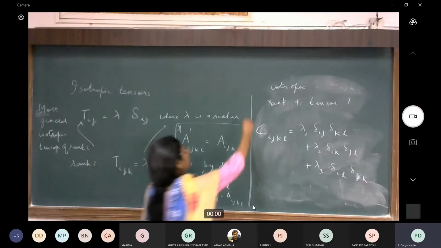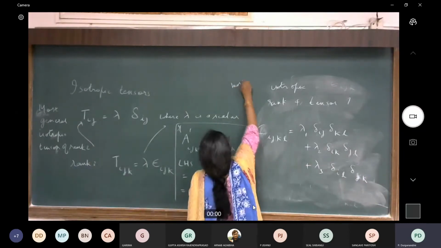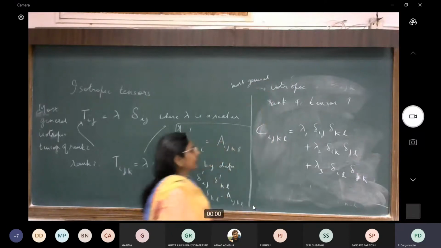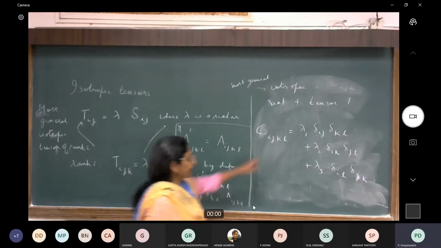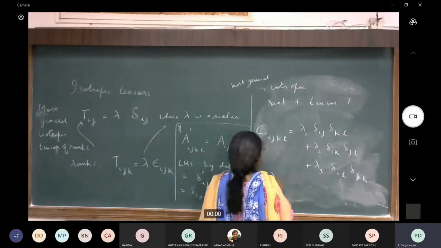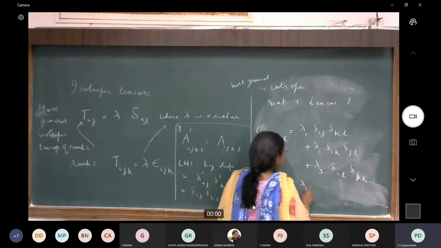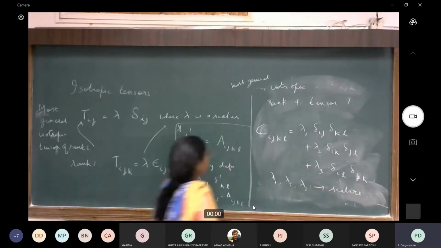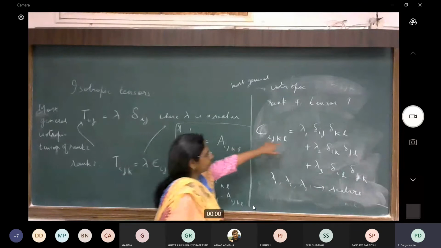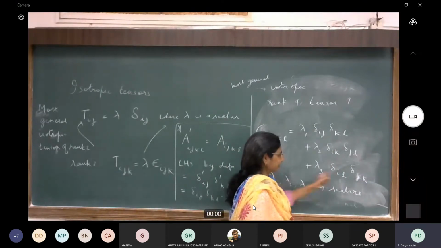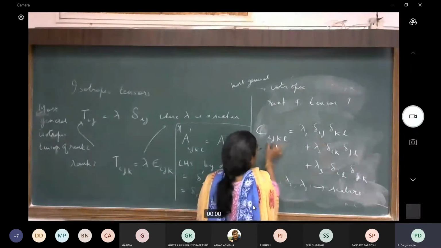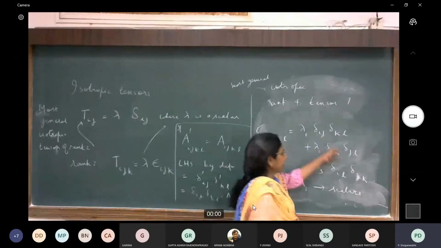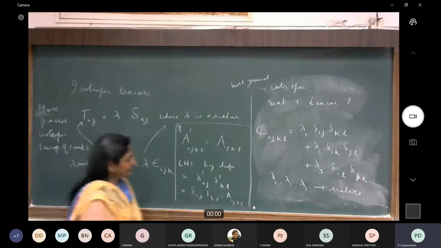So this is the most general fourth rank isotropic tensor, where lambda 1, lambda 2, lambda 3 are some scalars. In other words, what we have done is construct an isotropic rank 4 tensor from the second rank isotropic tensors. You can see the way we have done it: I've taken ijkl, then ikjl, and iljk. I can only get 3 of them because it's like C2 by 2 factorial.